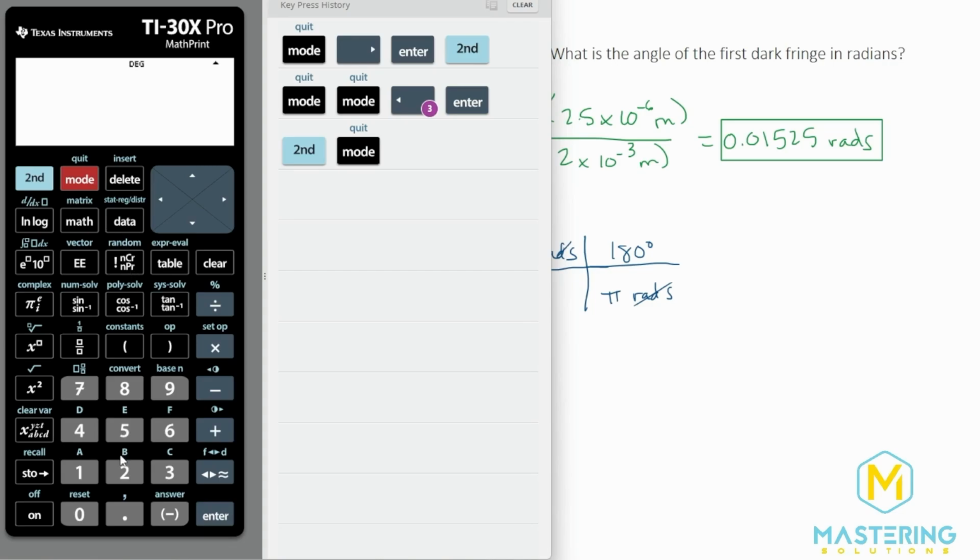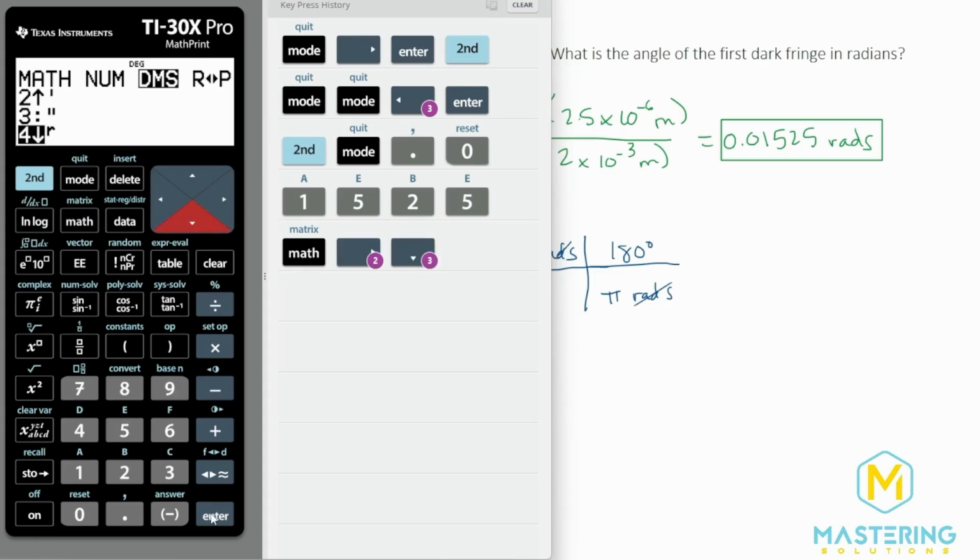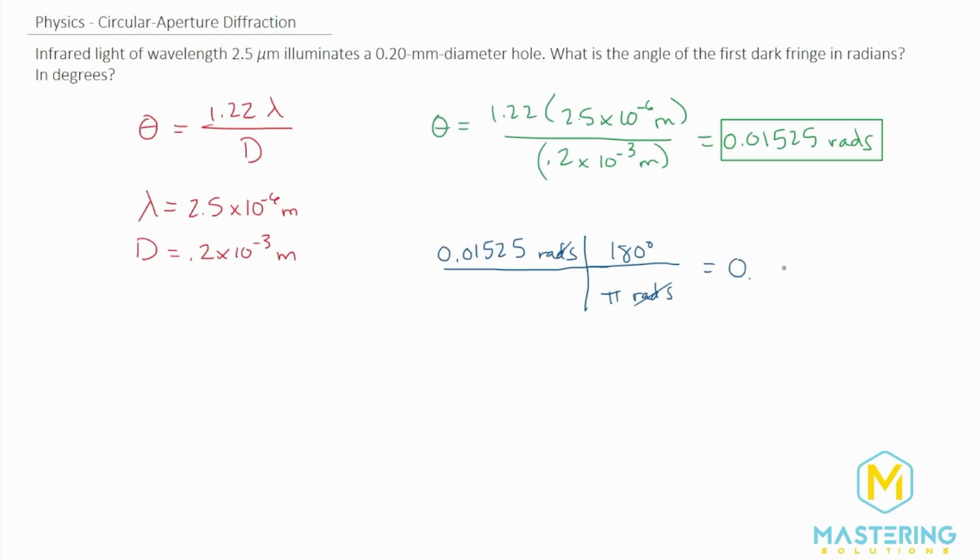And now what we need to do is put in our answer, so 0.01525, but we need to tell the calculator that this is radians. So to do that, you hit math, and you're going to go over here to DMS and go down to number 4, which is R for radians. So we just told the calculator that this is 0.01525 radians. And since we're in degree mode, that will give us 0.87 degrees. So our answer in degrees is 0.87 degrees.